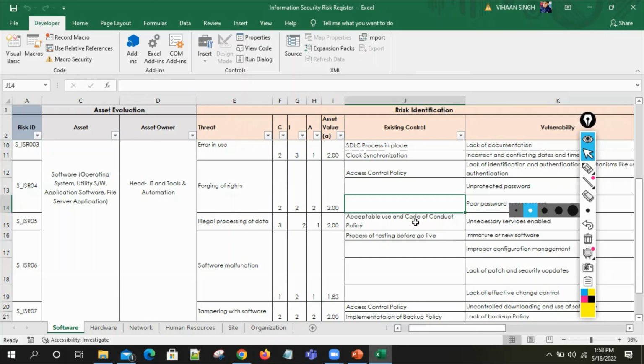This is the spreadsheet. Some organizations are using the automated version of these things. There, you first identify your assets. Based upon the asset identification, you put in the threats, and the asset value is automatically calculated. We are using the spreadsheet for the practical purpose, so we'll do the practical on this risk identification tomorrow. So that's all for the day.